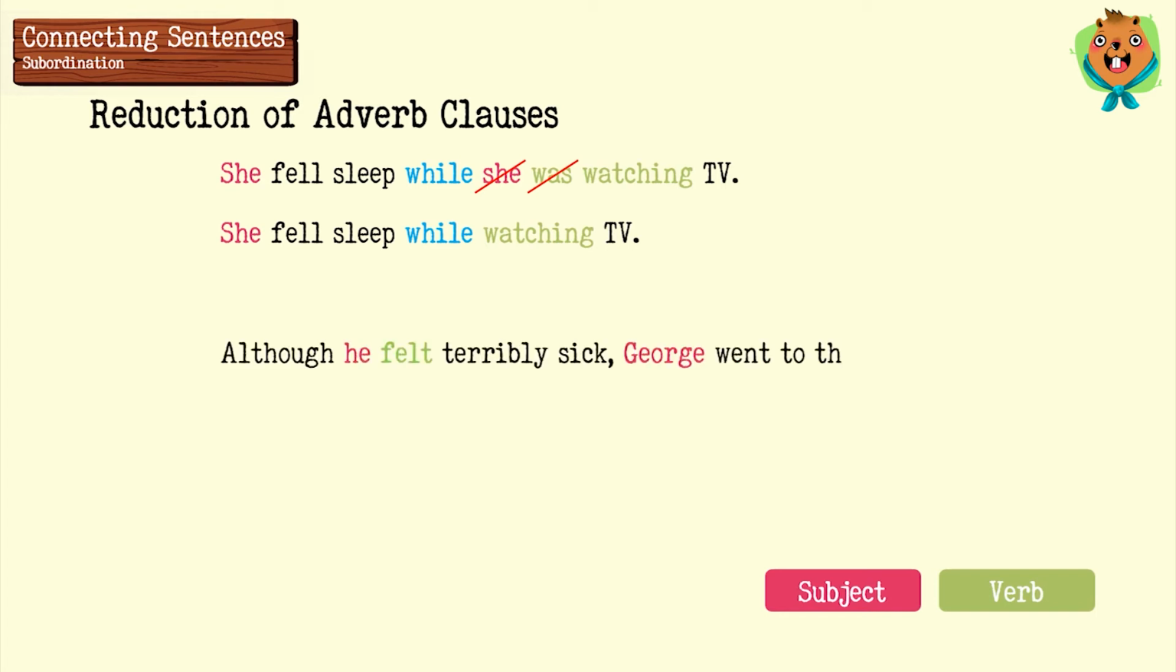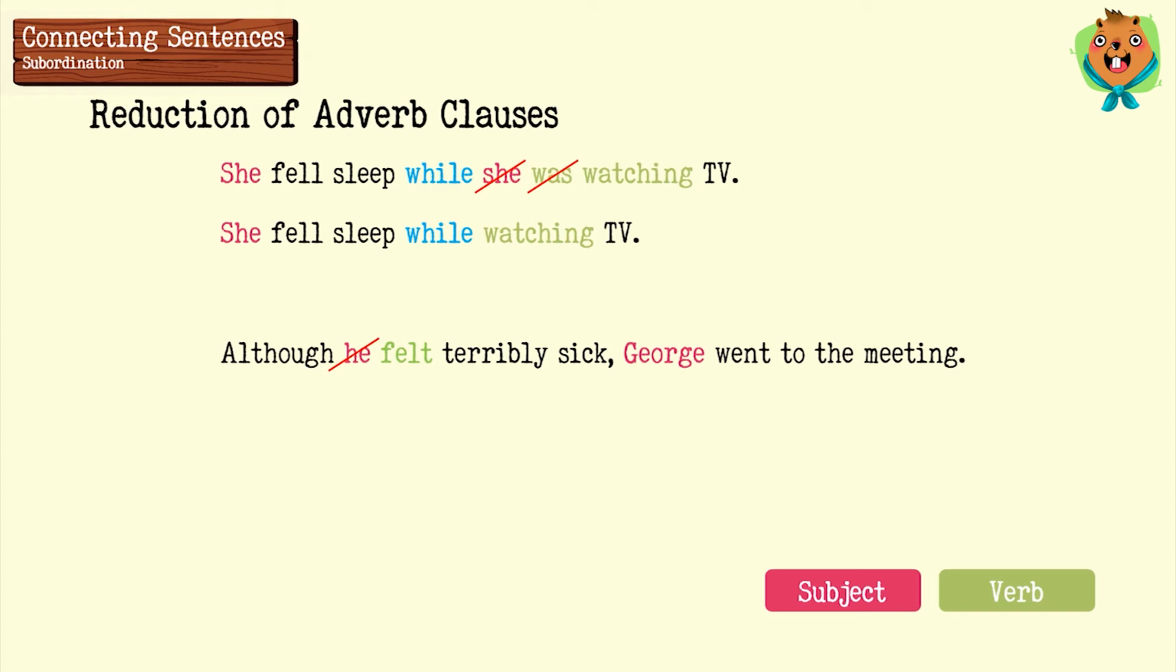Now let's look at another example. "Although he felt terribly sick, George went to the meeting." As you can see, in both clauses we have the same subject. In the adverb clause you have "he," and in the main clause you have "George," referring to the same person. So going through the process of reduction, we omit "he," the subject, in the adverb clause, and then we look at the verb. The verb is "felt."